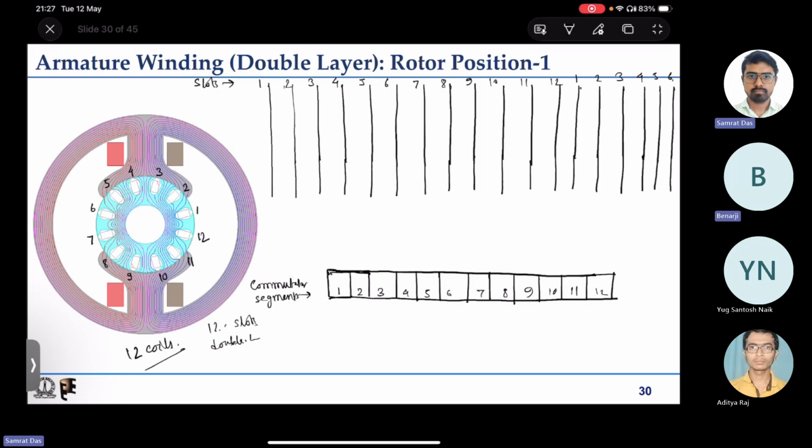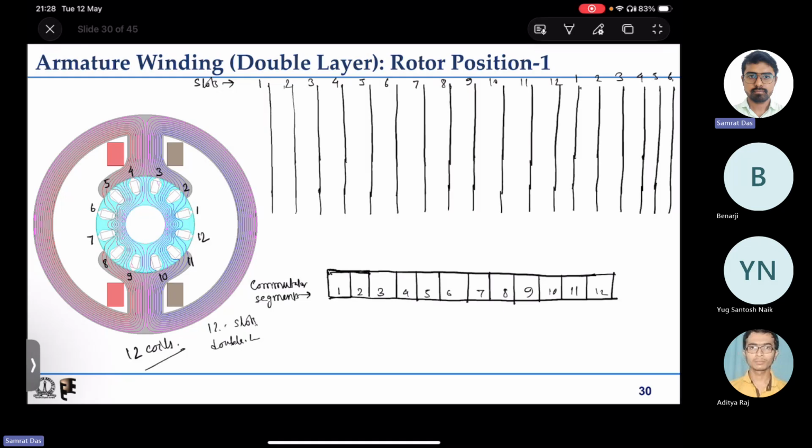Sir, is the number of commutator segments exactly equal to the number of coils? Is there any reason? Because we have to connect every coil to one segment. Every coil should start with one segment. That's all.